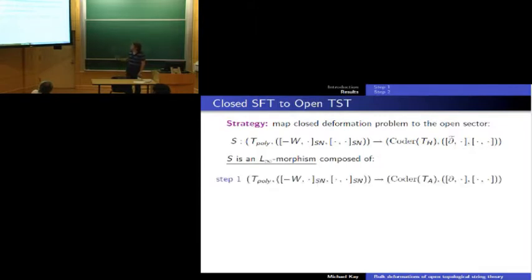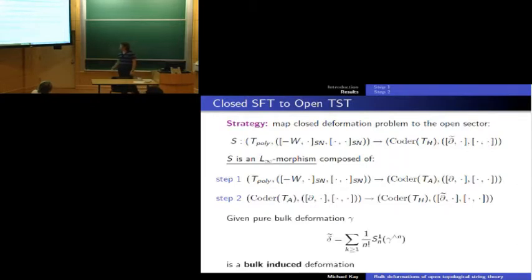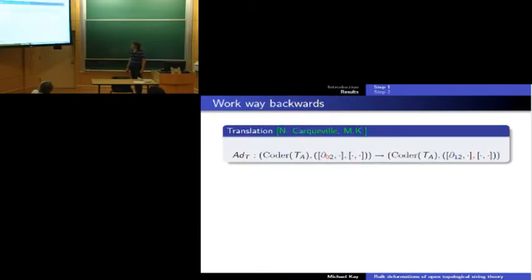So step one will take place all on the string field theory side. We will map the closed string field theory to the open string field theory. And step two, we go on shell. Okay, so given a pure bulk deformation gamma, the solution to our deformation problem will be given as follows. Delta tilde is a sum of S_n, the higher maps of the L-infinity morphism, applied to gamma wedge n. So it's just the induced deformation by the L-infinity morphism S. This is what defines induced bulk deformation.